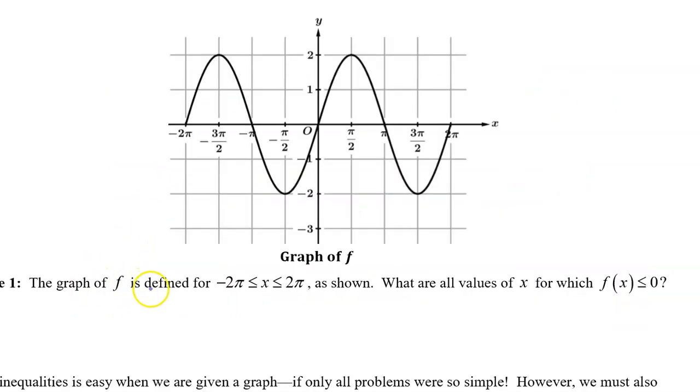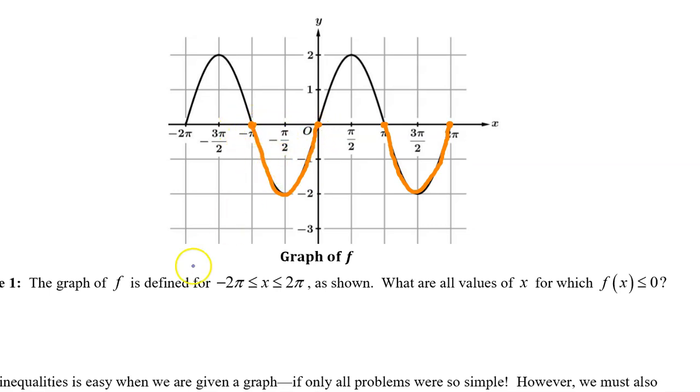The graph of f is defined on the interval from negative 2 pi to positive 2 pi as shown. What are all values of x for which f of x is less than or equal to 0? f will be less than or equal to 0 where it is below or on the x-axis.